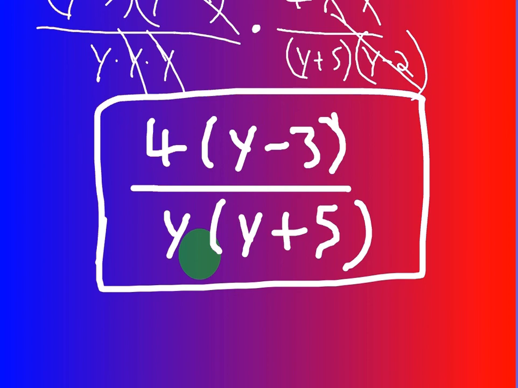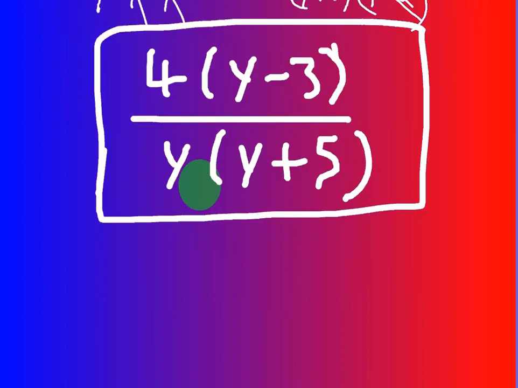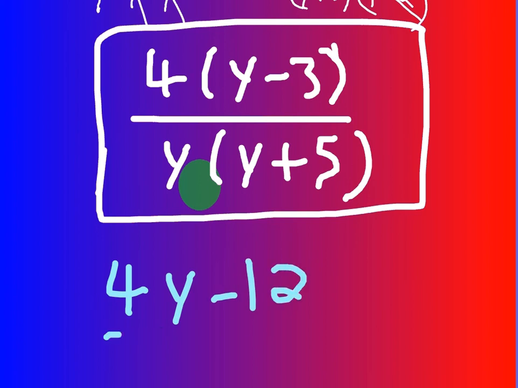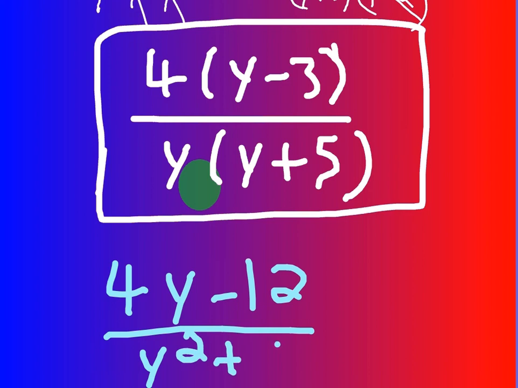So anyway, for this one, the top would become 4y minus 12 if you multiplied it, and the bottom would become y squared plus 5y. So just be aware of what it would be like if you multiplied it out. We've already multiplied polynomials and stuff. But the key is going to look like this, okay? So that's pretty much all you need to know. Any other questions about this before I get you the worksheet?